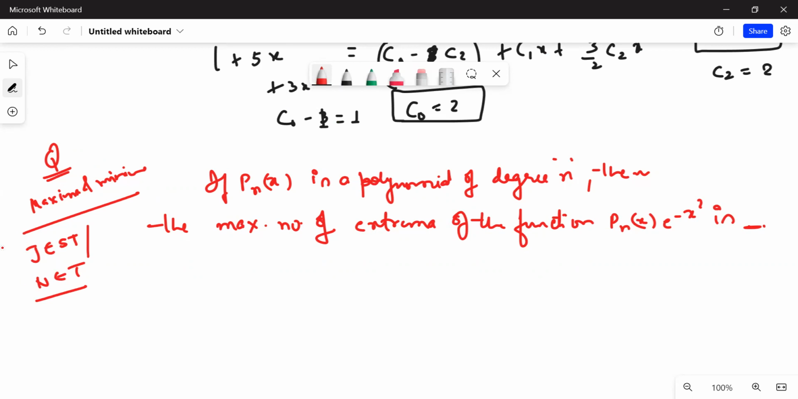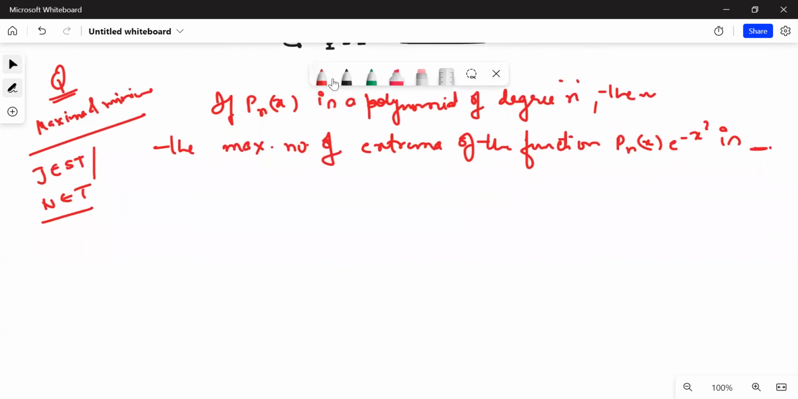Now, JEST exam वाला भी question मैं बता देता हूँ. What was asked in JEST exam also. Let us do that also. This was asked in NET exam, and this was asked in JEST exam. The question that I'm right now writing.